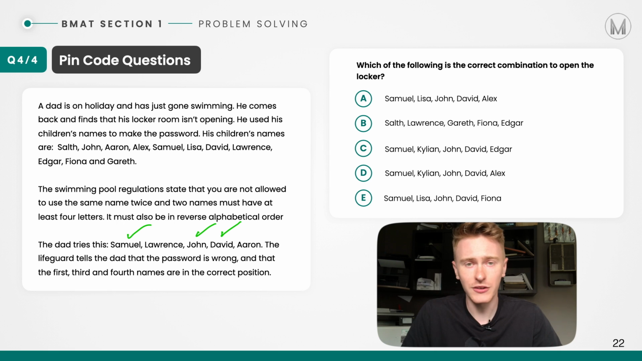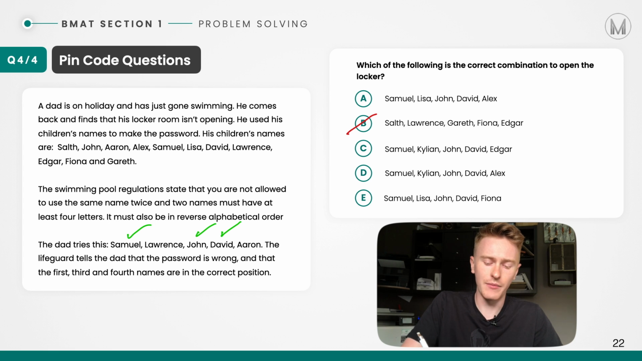So the question is really focused on the last 2 remaining names. It's not Lawrence and it's not Aaron. So we can immediately cross off answer option B because that has Lawrence as the second one. So what can go at that rightmost position? If it's not Aaron, it has to be equally something that begins with a letter of the alphabet before D. Now, we've used David, so the only one that really applies now is Alex. It has to be Alex at that rightmost position.